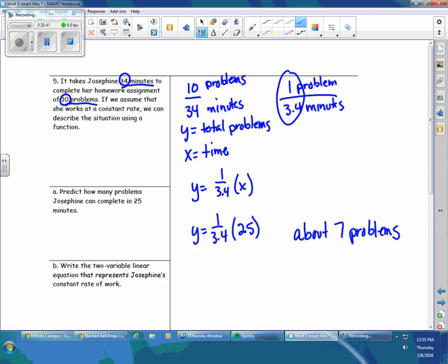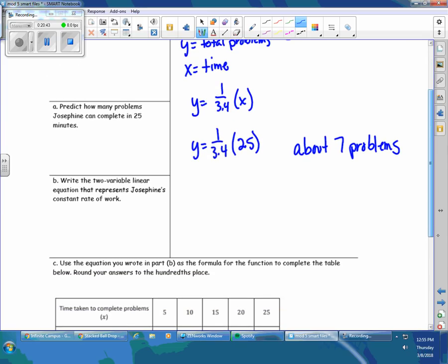Okay, I already wrote the linear equation, so sorry, I'm ahead on that one. Use the equation you wrote in part B as the formula for the function to complete the table. Round your answers to the hundredths place.